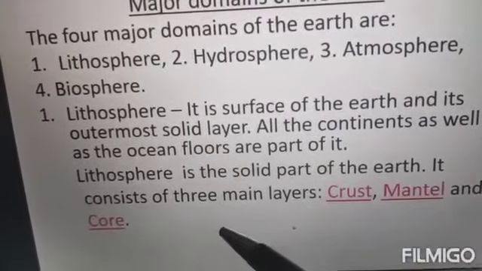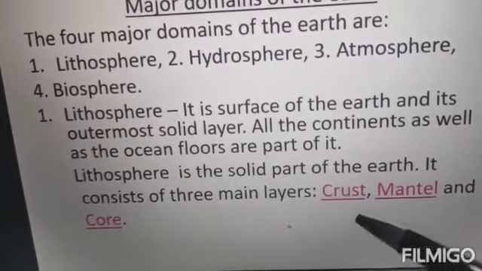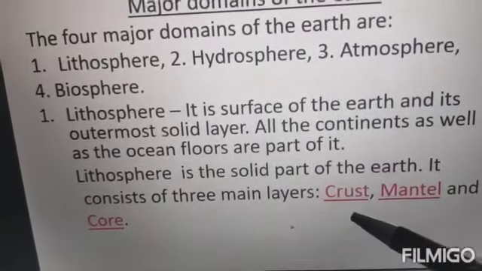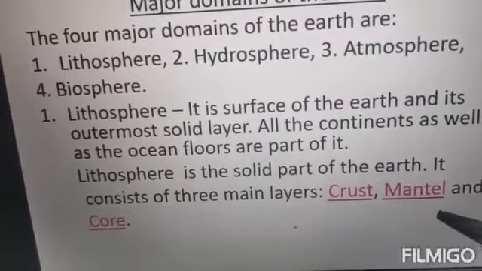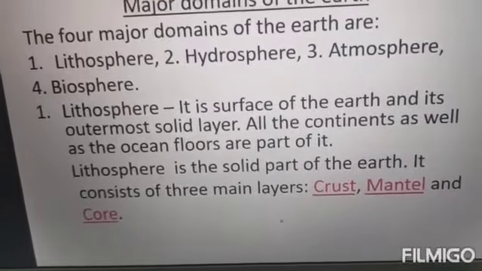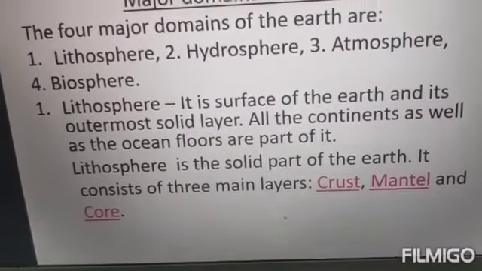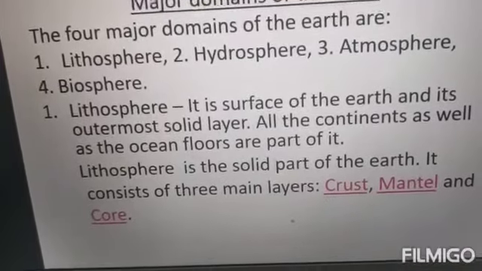It consists of 3 main layers. What are the layers? One is crust, the first outer portion. Then the mantle, and the last one is the core. Now I will explain what these words mean. Crust, mantle and core mean what?